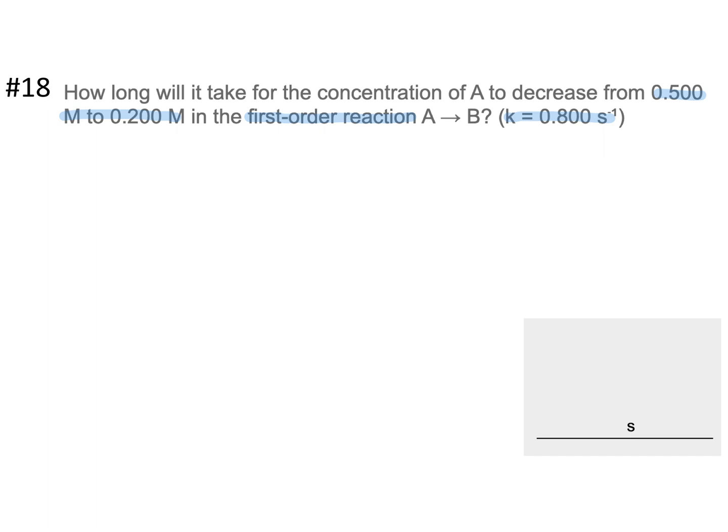Some key information they give you is that this is a first order reaction. So for a first order reaction, natural log of concentration at time t equals negative kt plus natural log of concentration at time 0. Because it's a first order reaction, we need to use the integrated rate law for a first order reaction. They tell us the concentrations. So A_t is at some point in the future, A_0 is our initial concentration, and our rate constant is 0.8.